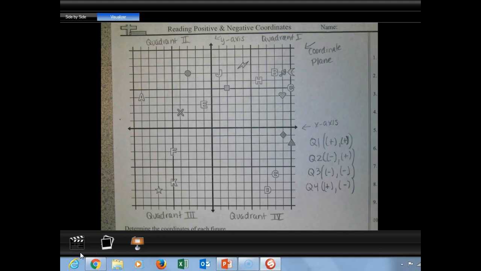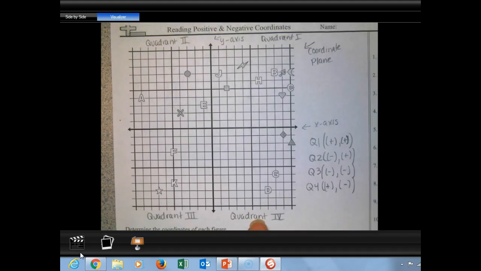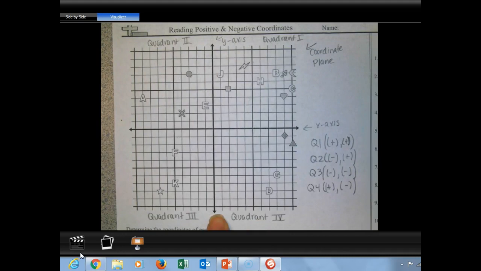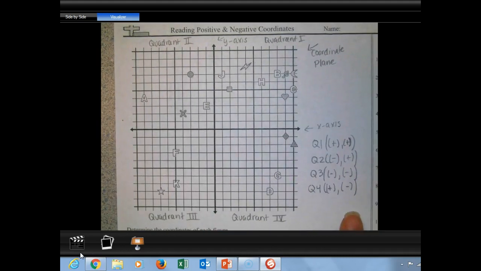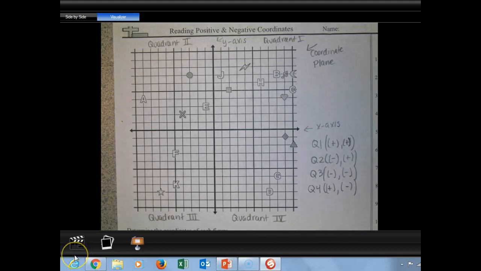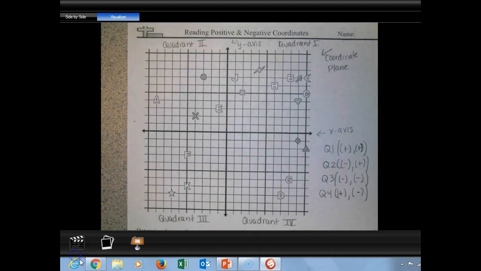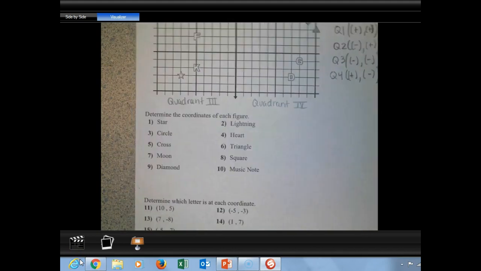So I want you to take a minute and get your notebooks out. Draw a similar coordinate plane and label it and add these notes to it. So I'm going to give you about 4 minutes. So take out your notebooks. All right, so hopefully that's all written down in your notes and we're good to go.